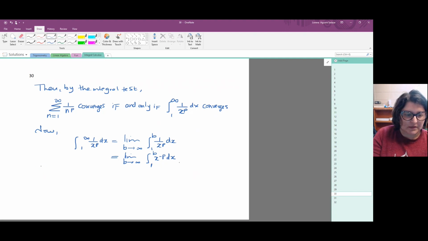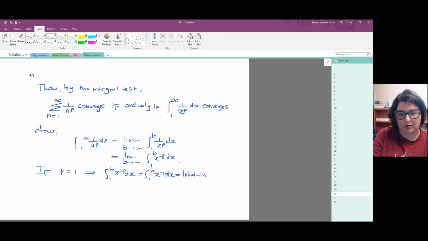Now, if p is equal to 1, then the integral from 1 to b of x to the negative p is written in terms of just one ln. We will see that. Because then we have the ln of the absolute value of b minus the ln of 1. And that's the ln of b because b is positive.